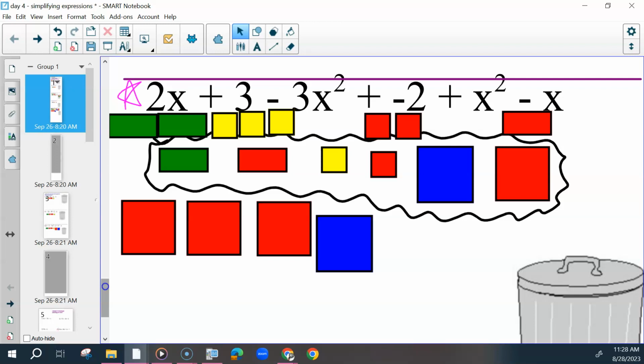Then you're going to find all of your zero pairs, your 1s zero pairs, your x's zero pairs, and your x squared, and you're going to put those together and move them off to the side, make that your trash pile, and see what's left. So I'll give you a second to do that.